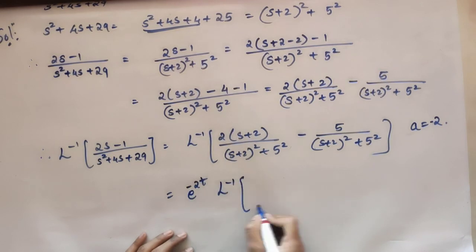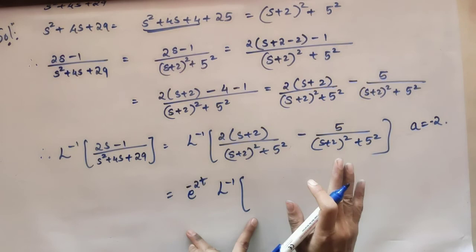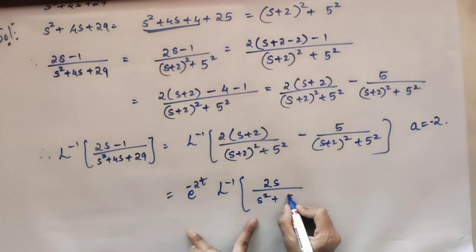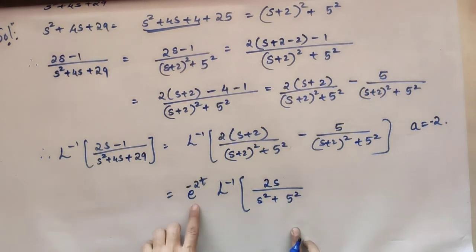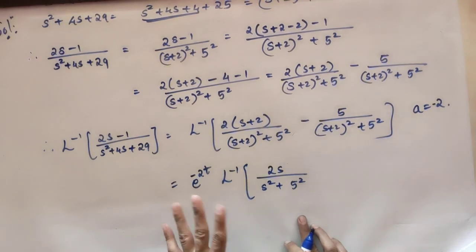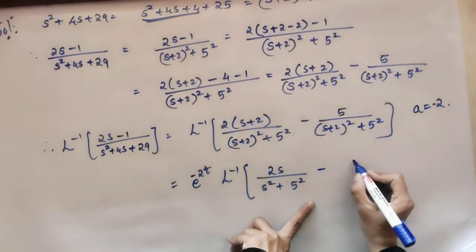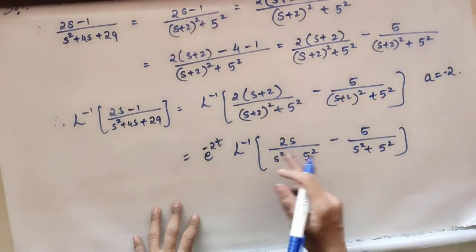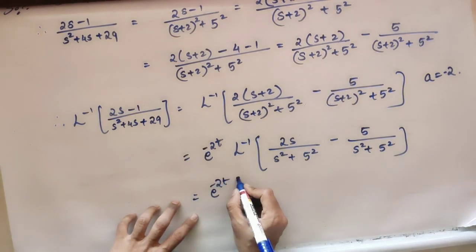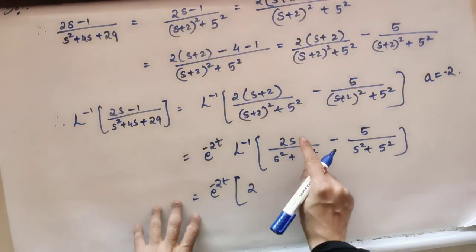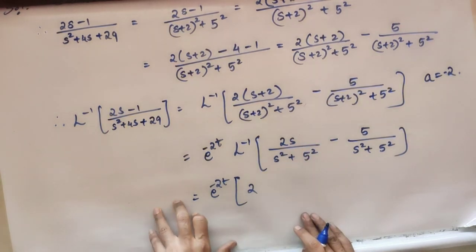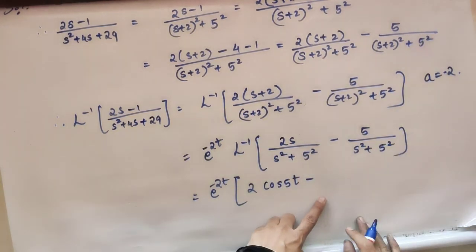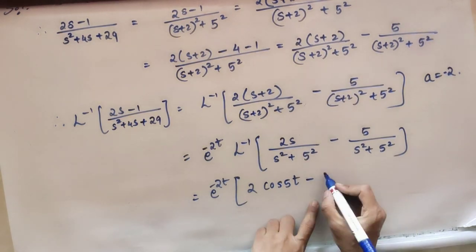So you are going to multiply the complete thing by e to the power minus 2t into L inverse of, and now one important step: wherever it is s plus 2, you are going to simply write it as s. So that is 2s divided by s square plus 5 square, minus 5 divided by s square plus 5 square. Because I have already written that exponential part in the beginning, I don't have to change it again. Now easily you can write the inverses of both the terms. e to the power minus 2t, 2 constant as it is. What is L inverse of s divided by s square plus 5 square? Obviously it is cos 5t. Minus, what is L inverse of 5 divided by s square plus 5 square? Definitely it is sin 5t.